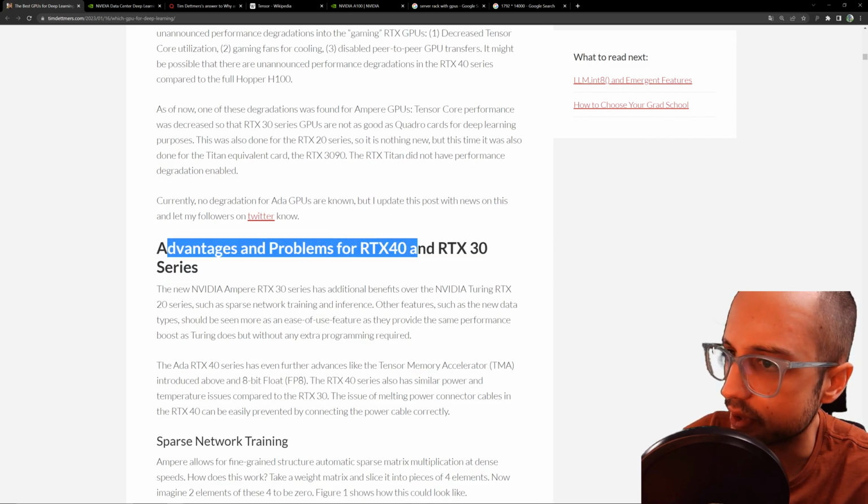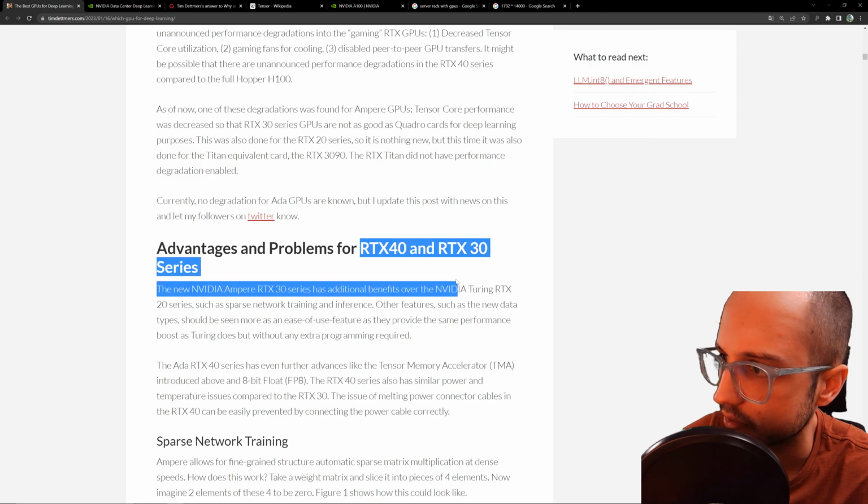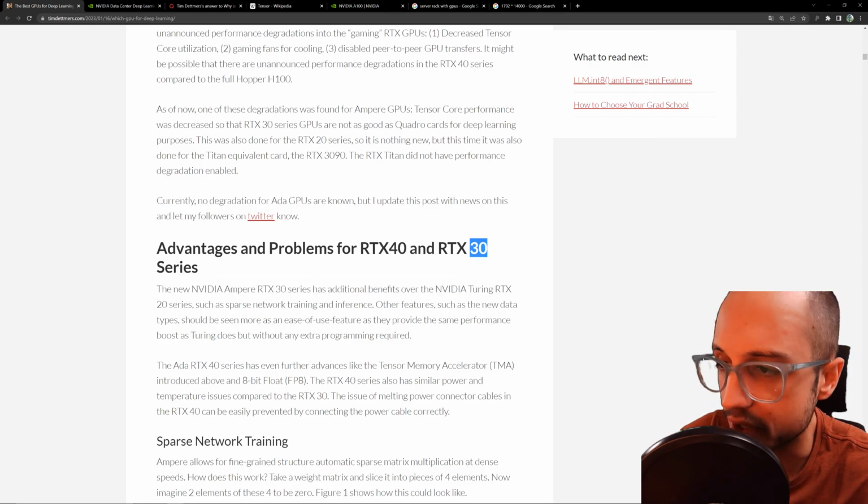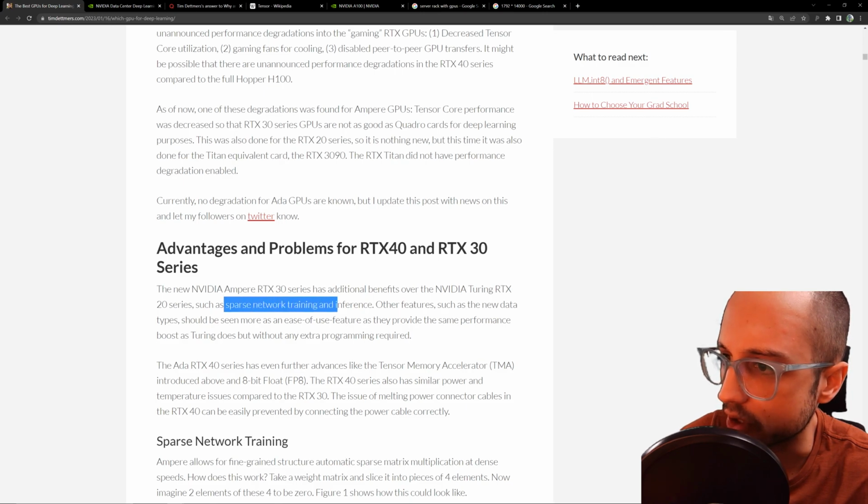Advantages and problems for the 40 and the 30 series. So this is your 3090, your 3070, your 3060. Sparse network training and inference.